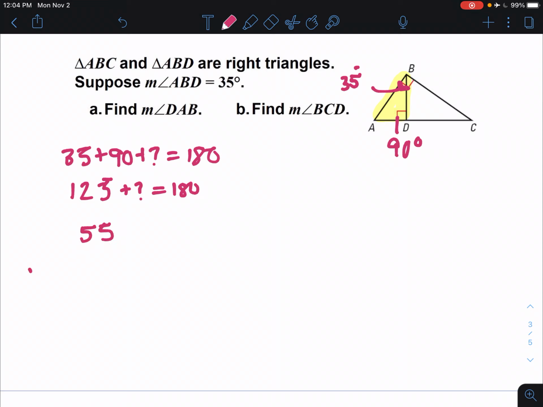So the measure of angle BAD equals 55. Now I know it doesn't ask us for this. It says DAB, but isn't that the same angle? So we can just say DAB instead. But BAD is also fine. They're just different names for the same angle. DAB, 55.